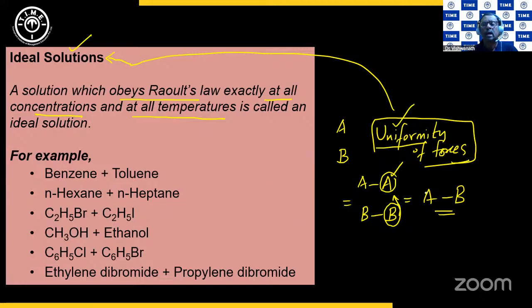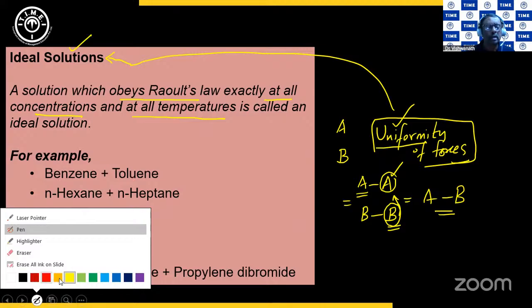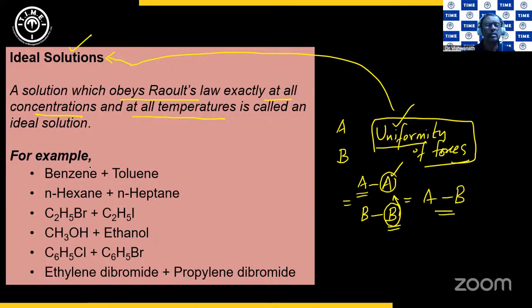Clear? Now, these A and B molecules need to be similar in order to make an ideal solution, because intermolecular forces depend on the similarity of molecules if you have to make uniformity of forces. So take benzene and toluene, right? Very similar. Benzene is a benzene ring. Toluene is a methyl group attached to the benzene ring. N-hexane and N-heptane, a 6-carbon straight chain and a 7-carbon straight chain. Not much of a difference.